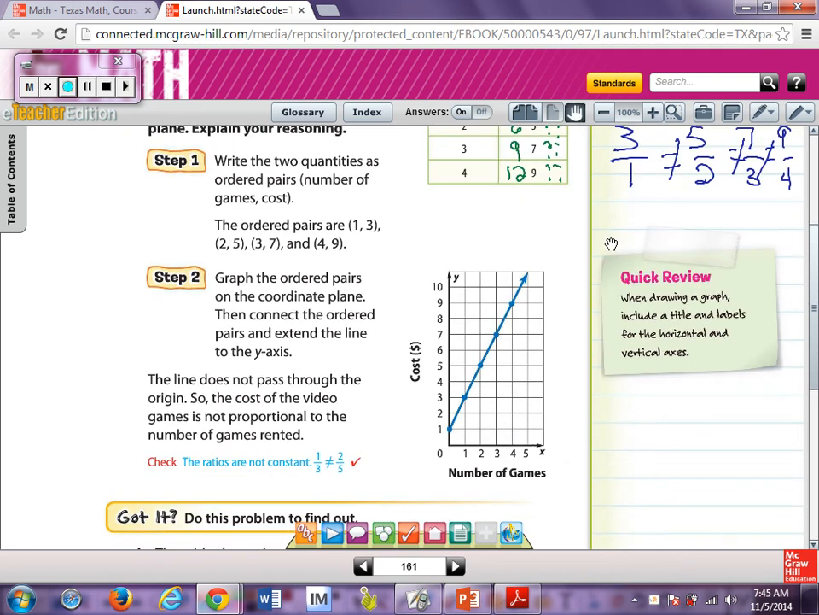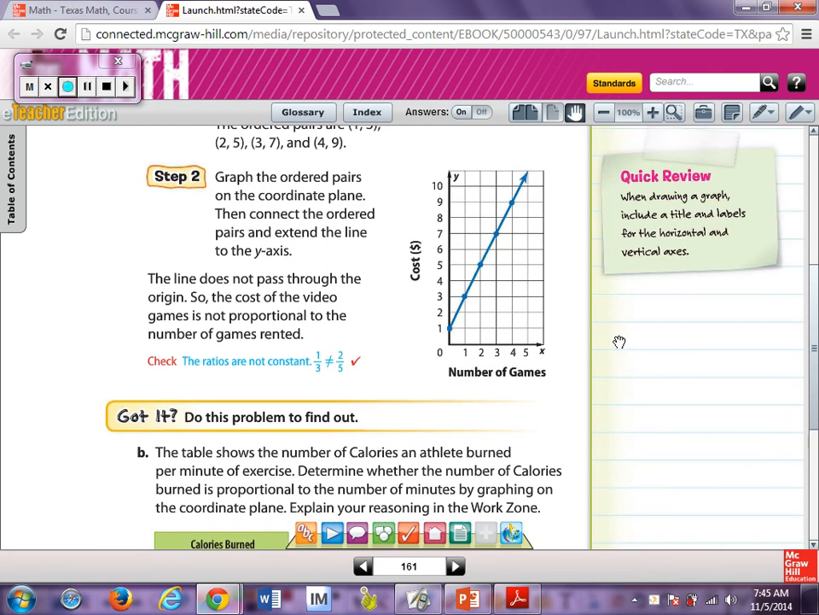So using that kind of reasoning, well, before we move on, let's look at this quick review. When drawing a graph, include a title and labels for the horizontal and vertical axis. That's a really good point that you guys need to remember, because if you don't know what you're measuring, then you won't know how to graph it. And conversely, we could give you a graph maybe where these two things are flipped, and in which case you'd still get a line, but it would look different. And if you're not paying attention, you could actually make a mistake in understanding what the graph is telling us. So it's very good to always read your labels in a graph before you start dissecting it, so to speak.